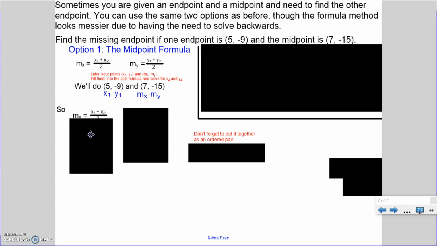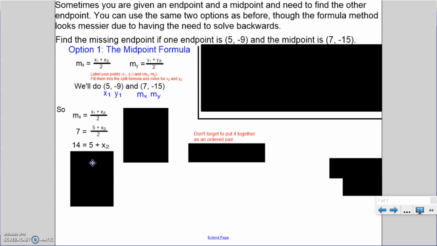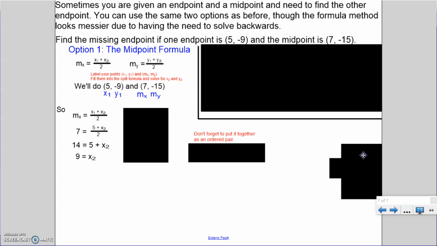So for the x's, I fill it in, I get 7 equals (5 plus x2) all over 2. To get rid of a fraction, you multiply both sides by the denominator. I'll multiply both sides by 2 to get 14 equals 5 plus x2. Get x2 by itself by subtracting 5, you get 9, and that's it there.